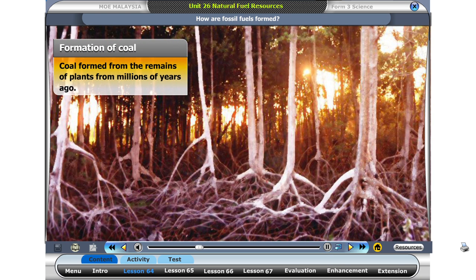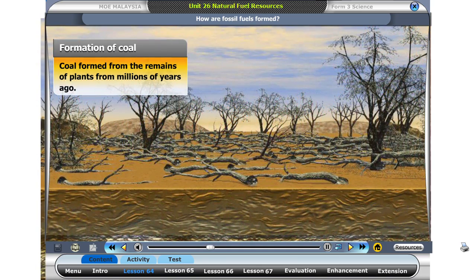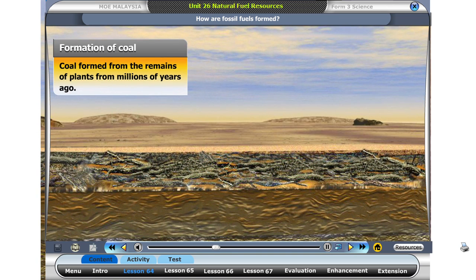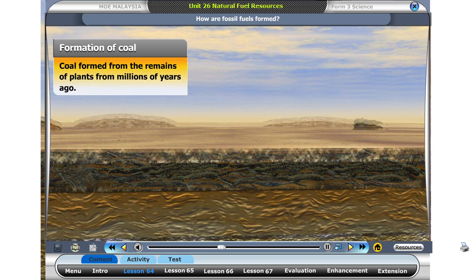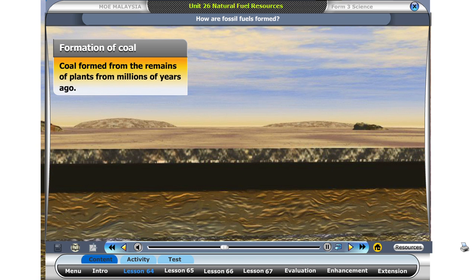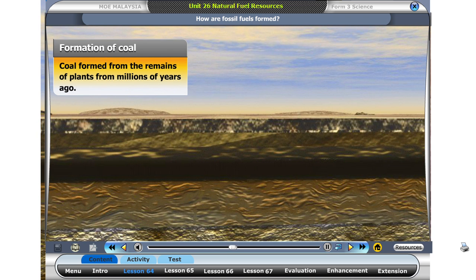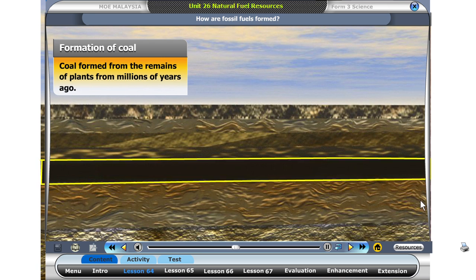Now, let's observe how coal is formed. Plants that grew millions of years ago store energy from sunlight. These plants die and decay. They form a layer called peat. Over hundreds of years, the peat layer is covered by sediment or mud and gets deeply buried. The decayed plants undergo chemical changes under high pressure and temperature. Slowly, the materials harden and turn into coal.